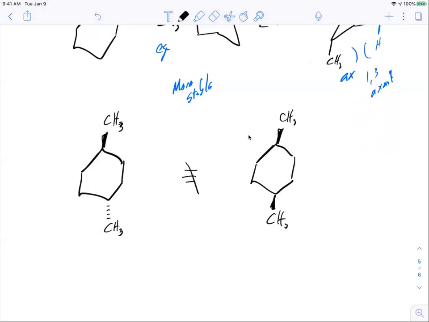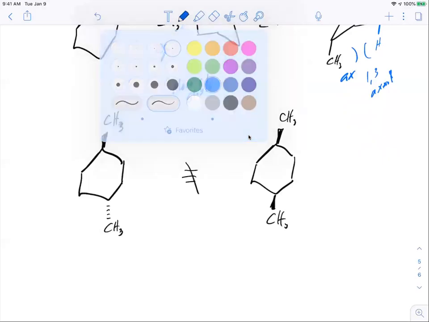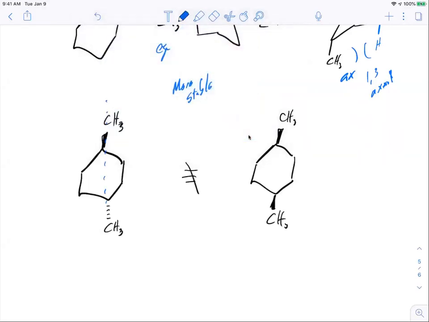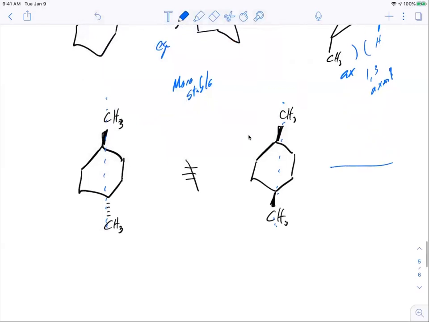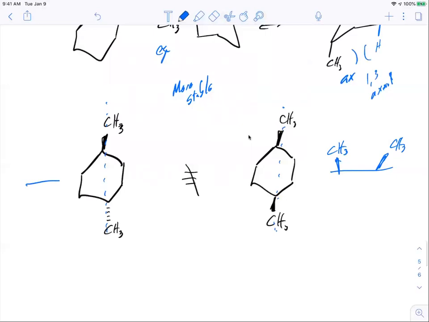And that's because if you think about it, this does have a plane of symmetry here, right? So it's not chirality, but it is a stereocenter. Because if we look at, if this was a plane, right? Here we've got both CH3s above the plane. But over here, if we had a plane, we've got one CH3 above that plane, and we have one below the plane.